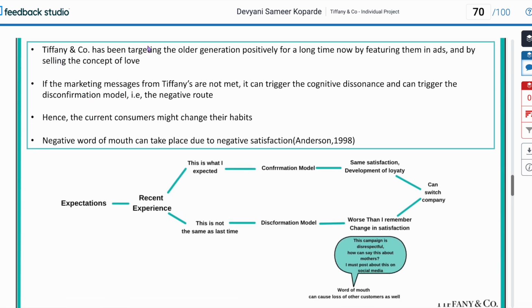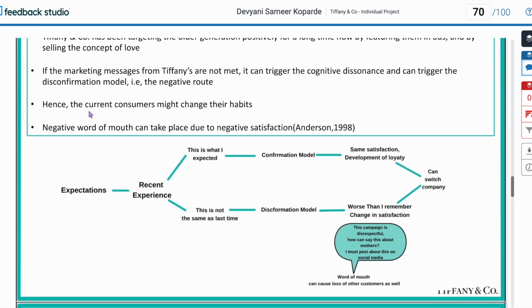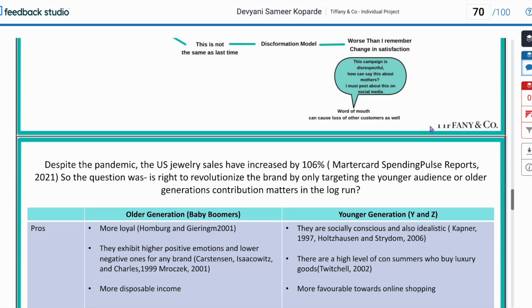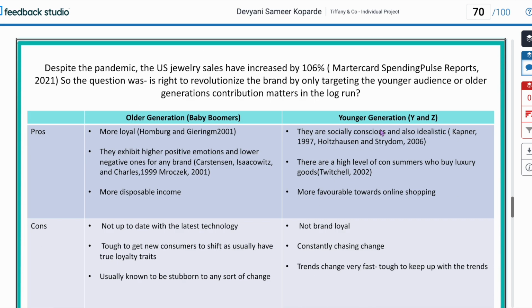Now Tiffany and Co has been targeting the older generation positively for a long time, featuring them with dads and things like that. If the marketing messages from Tiffany's are not met, it can trigger cognitive dissonance, like I have mentioned before, and trigger the disconfirmation model, that is the negative road. Disconfirmation model, again, to understand what it means, the current consumers might change their habits. Negative word of mouth can take place through negative satisfaction. Another citation. I have explained the disconfirmation model right here, like the confirmation model and the disconfirmation model, and what happens.